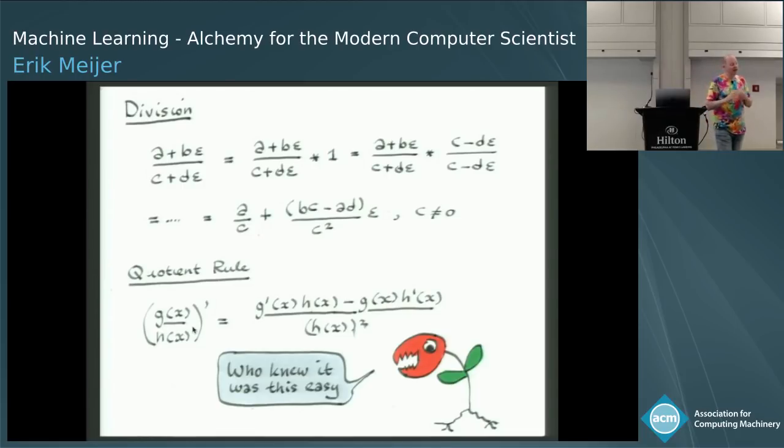And if you squint a little bit, you will find that that's very similar to the quotient rule, which tells you how to take the derivative of the division of two functions. And you see the square down there, and you see the fact that there's b times c and minus a times d, that corresponds to the derivatives in the quotient rule. All right? So who knew it was so easy, right? Coming up with the quotient rule, that must be a nightmare. But coming up with the division of dual numbers is super simple.